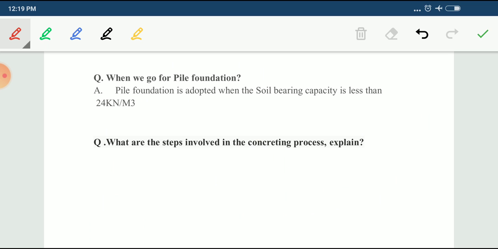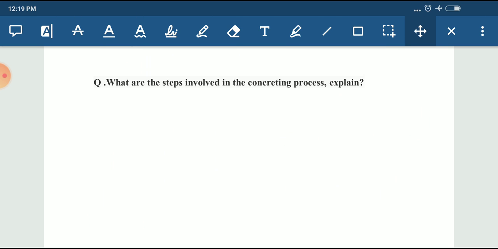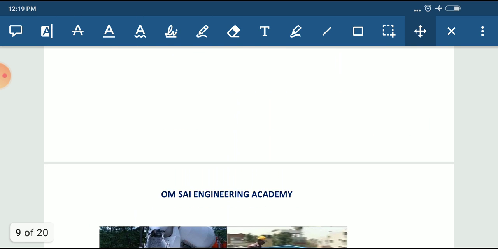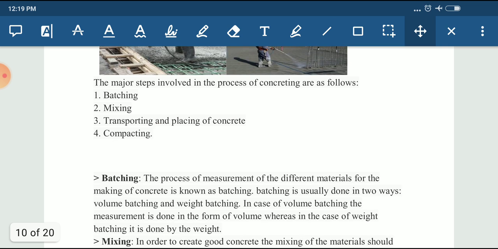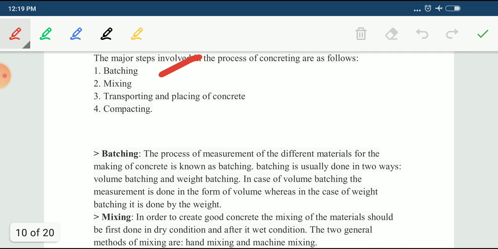What are the steps involved in the concreting process? What are the different steps that should be involved in the concreting process? The steps are, first, batching, mixing, transportation and placing. Next one is compacting.